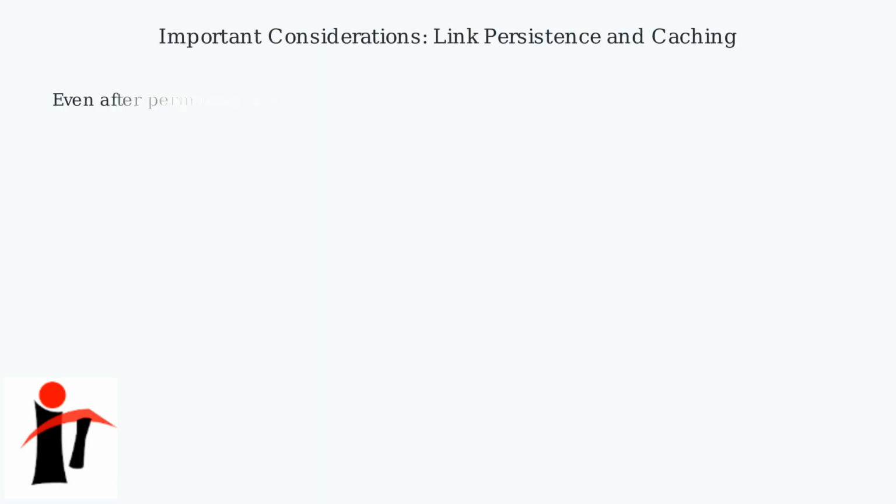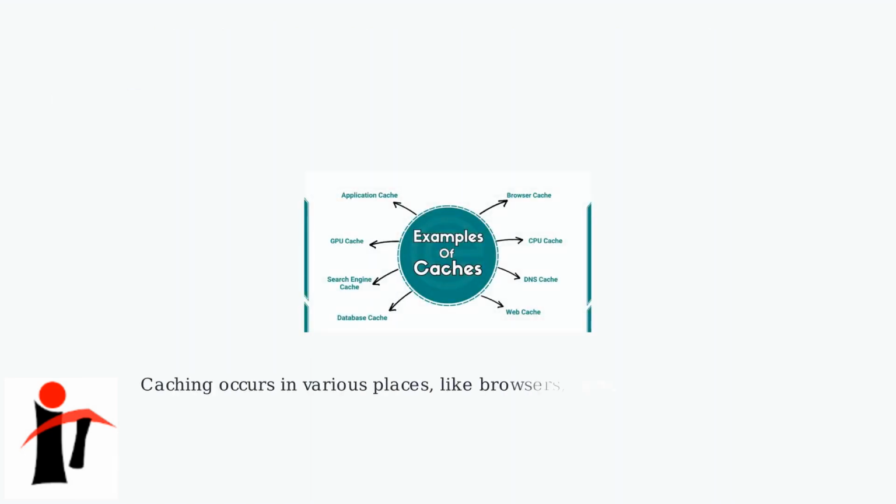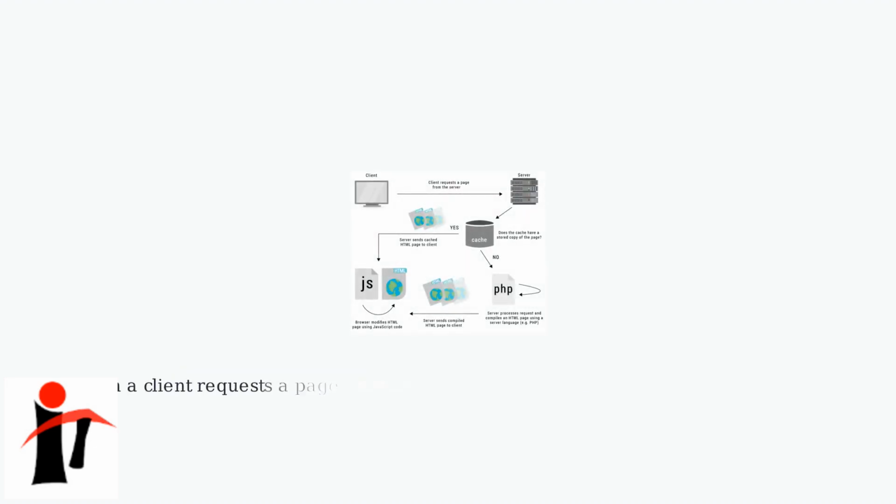Even after permanently deleting a Loom video, shared links may persist through caching. This means the link could still work temporarily, even though the video is gone from Loom. Caching occurs in various places, including browsers, servers, and devices. This diagram shows different types of caches that might store video links or content. This diagram shows how caching works.